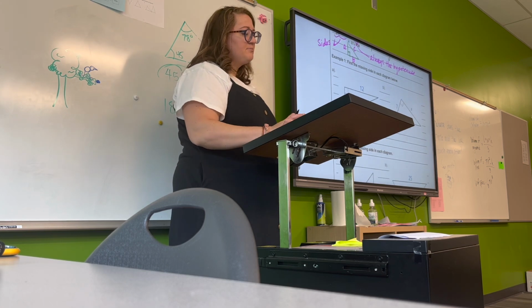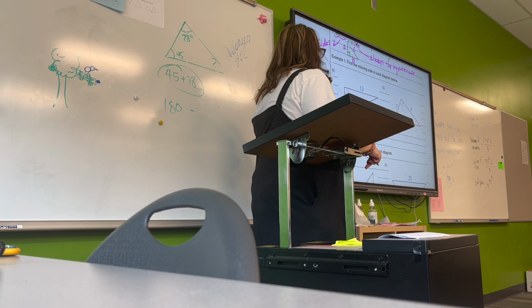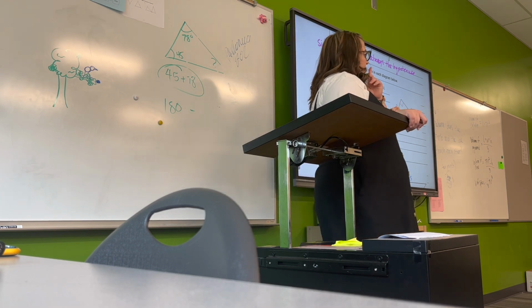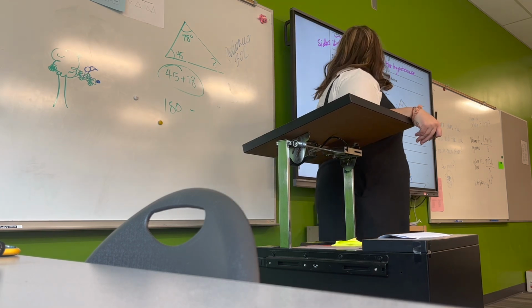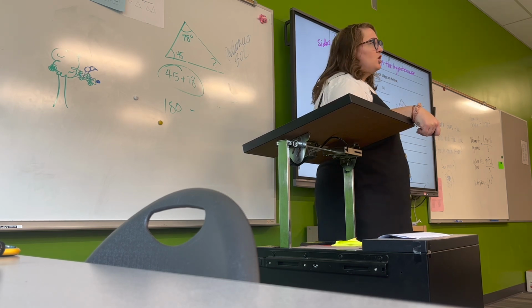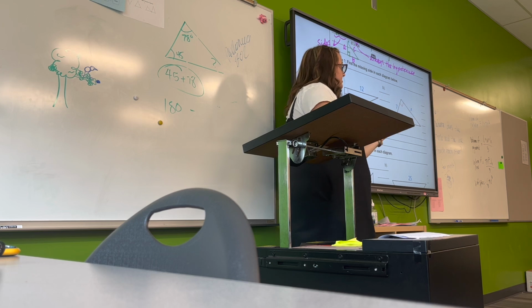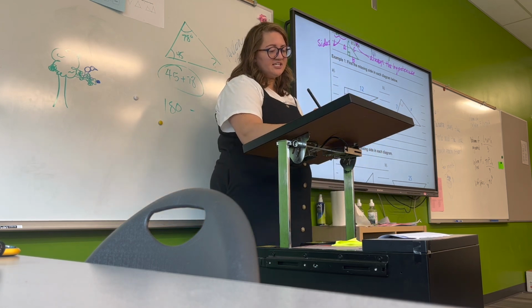It says find the missing side in each diagram. Okay, so right here, we have our right triangle. Where is the hypotenuse? Is the hypotenuse 5, 12, or X? X. Good. So I'm going to label that C.